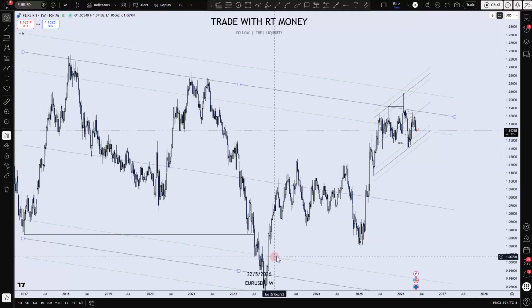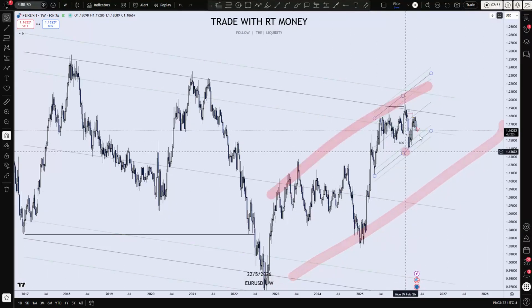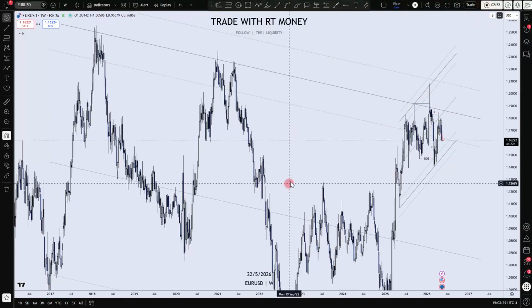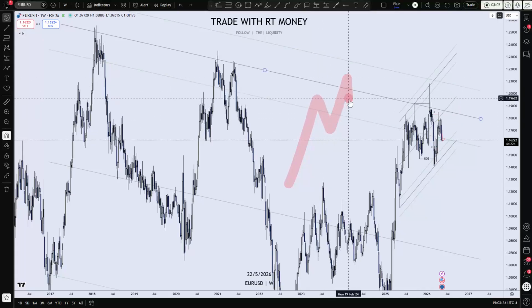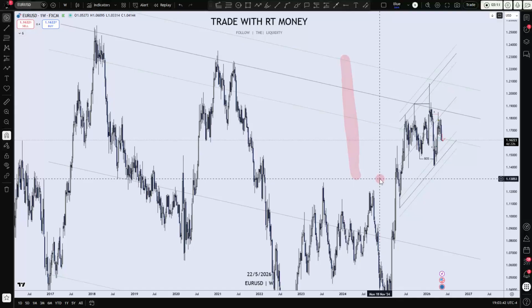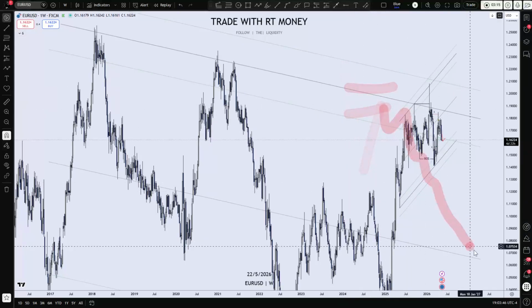Now, if I'm viewing this as a pullback, I'm waiting for that pullback to show that it's going to end. And what would that end look like? It would look like this: a high, a higher low, a higher high, a lower low, and then a pullback into this part of that impulsive move where the market finds a fair value gap, and then we can take shorts from there.